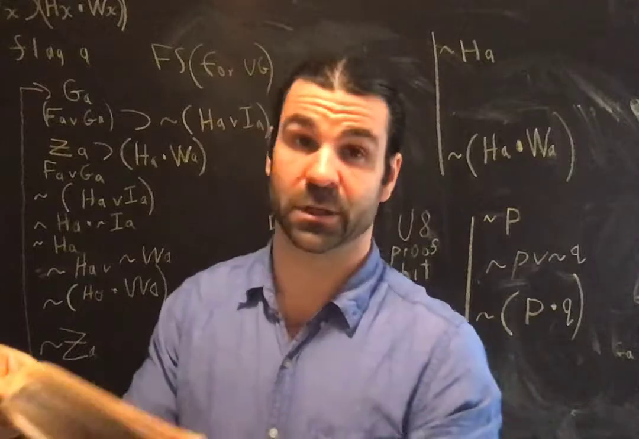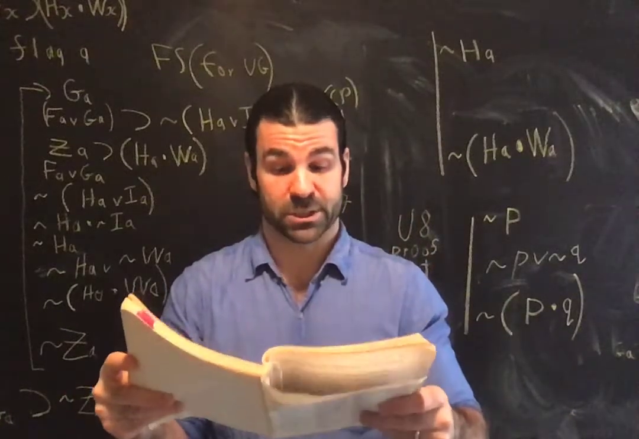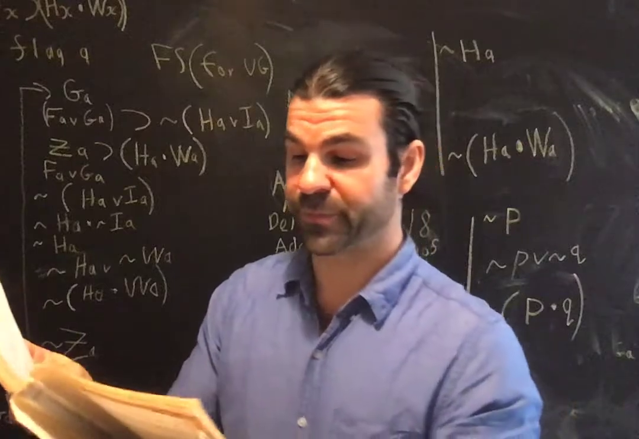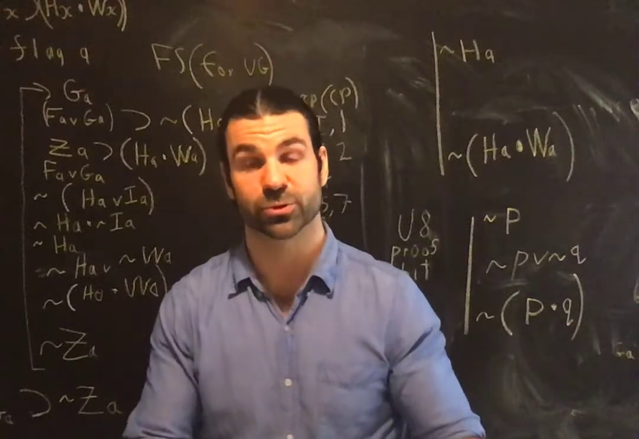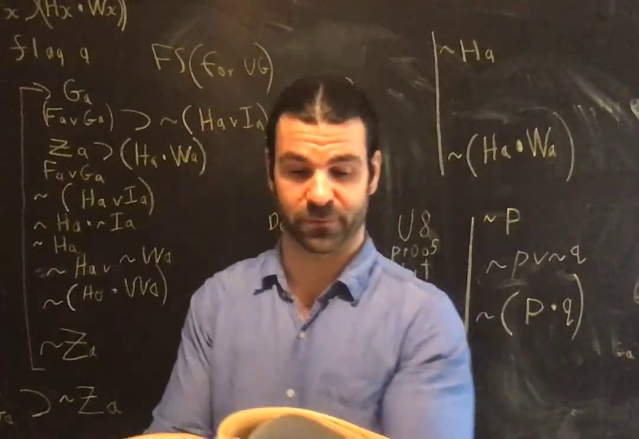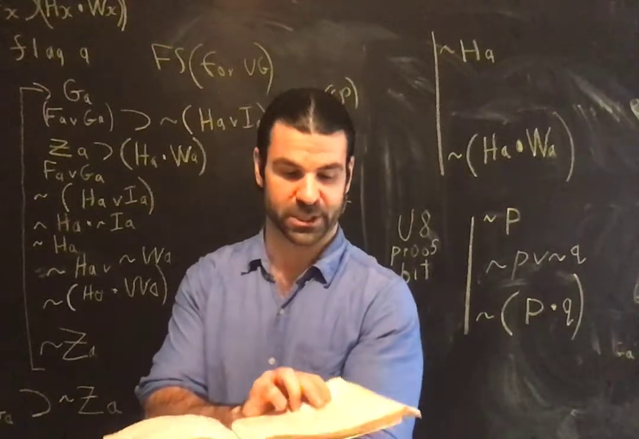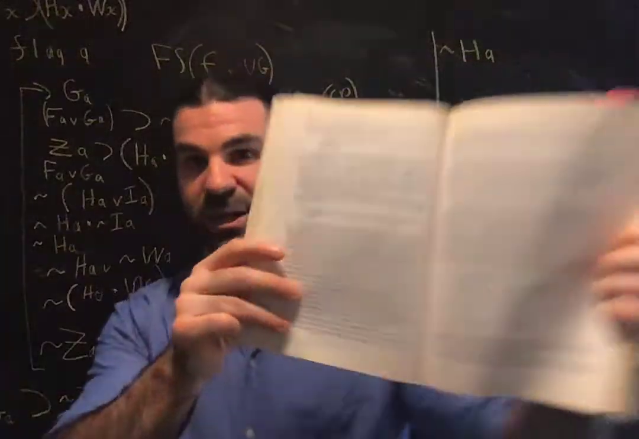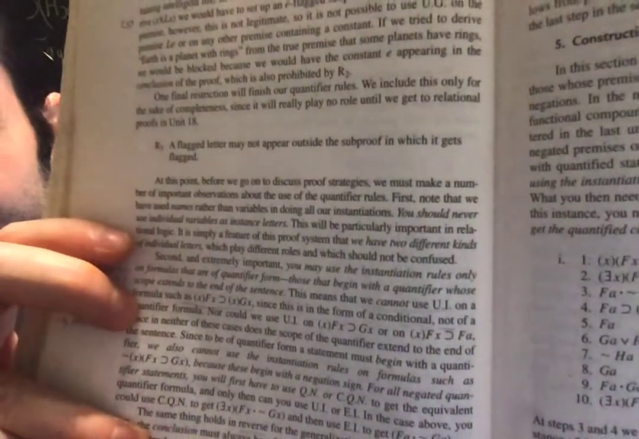So this is ending the teaching of the quantifier rules. It's just before entering into the section on constructing proofs for pure quantifier arguments. You may use the instantiation rules only on formulas that are of quantifier form, those that begin with a quantifier and whose scope extends to the end of the sentence. This text is the crucial application of the lesson of Unit 14. You can only use these rules on formulas of quantifier form. This means that we cannot use universal instantiation on a formula such as for all x, if for all x fx, then for all x gx. I'm saying it, but I need you to see it as well. You cannot use it on this.